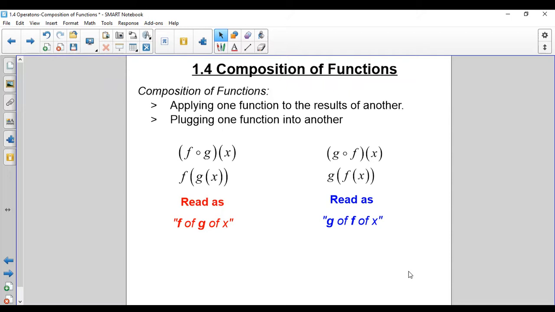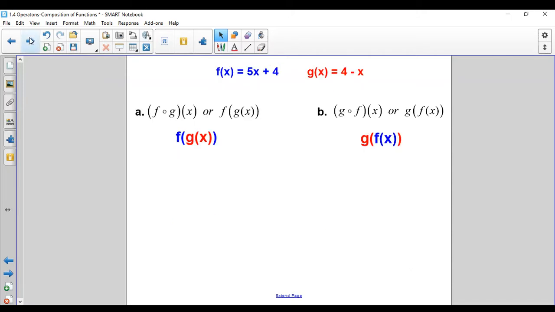That f, that circle, and then g of x, or f of g of x is what it's read as. Same deal with that g and f on the second one. It's read as g of f of x. So what that looks like is I'm going to give you two functions. In this case, I got 5x plus 4 is the f function. The g function is 4 minus x. The notation, both of those are fair game to see.